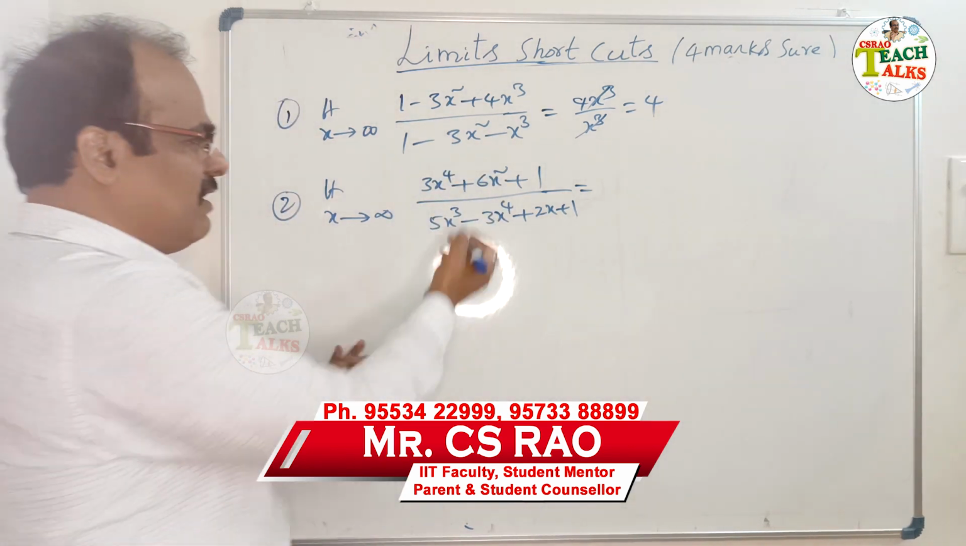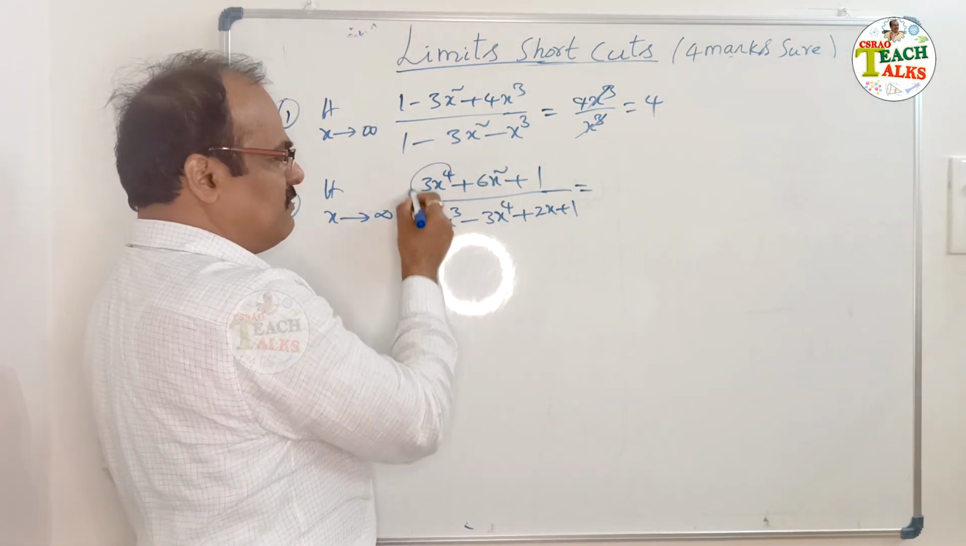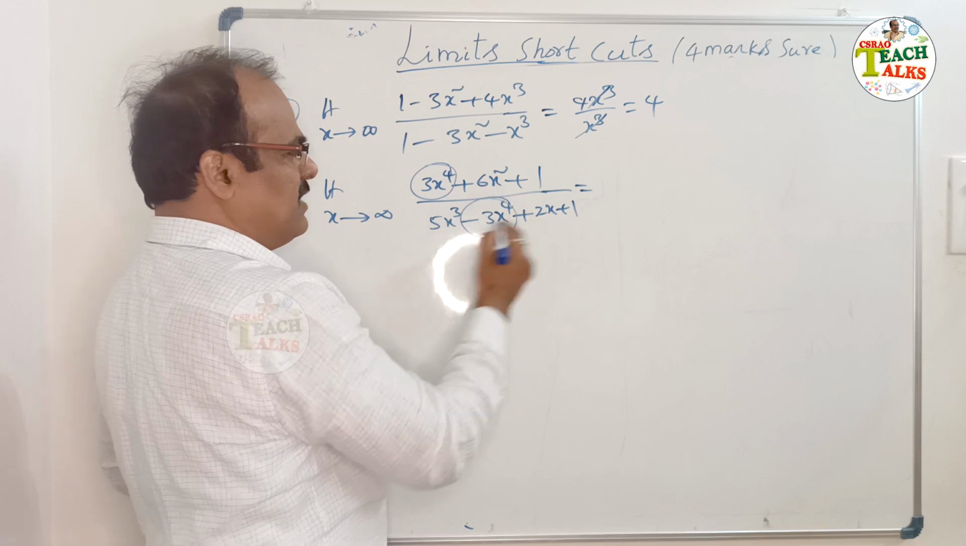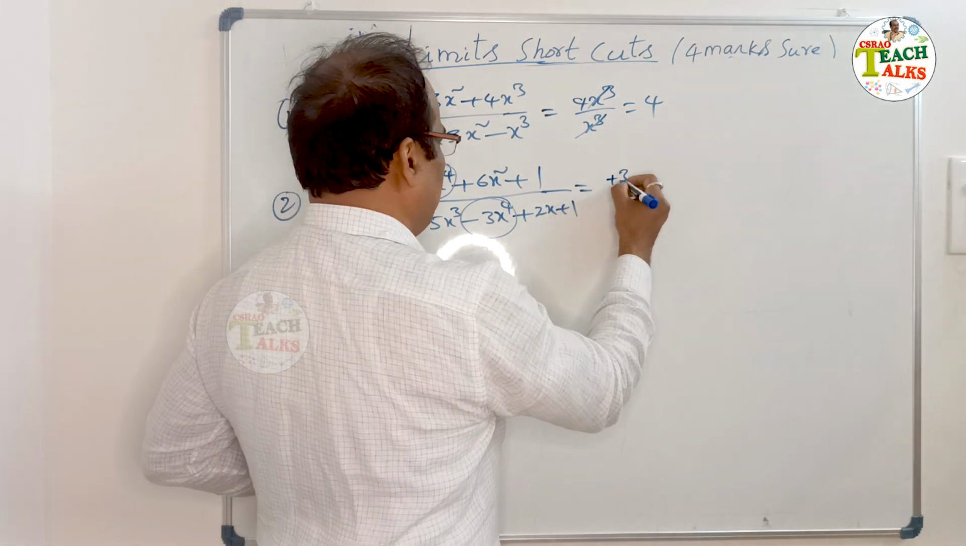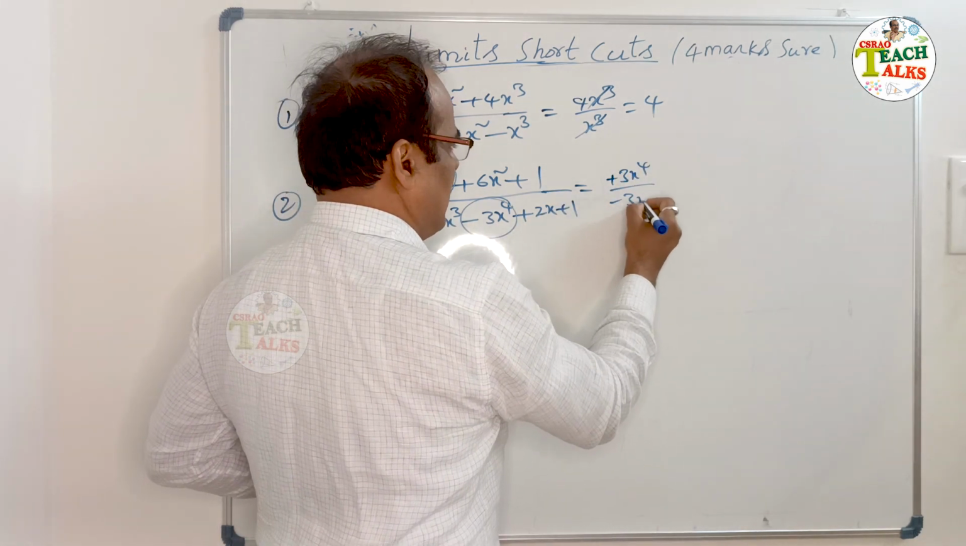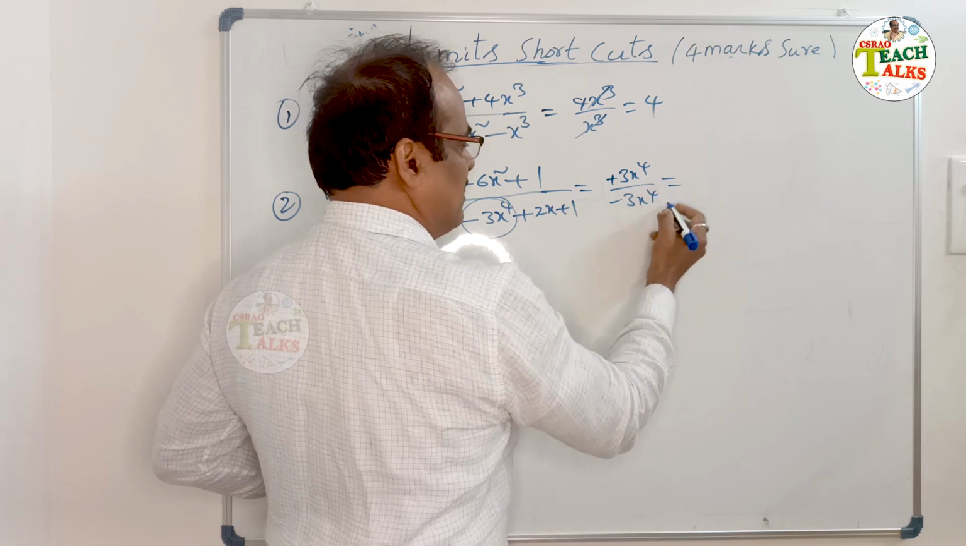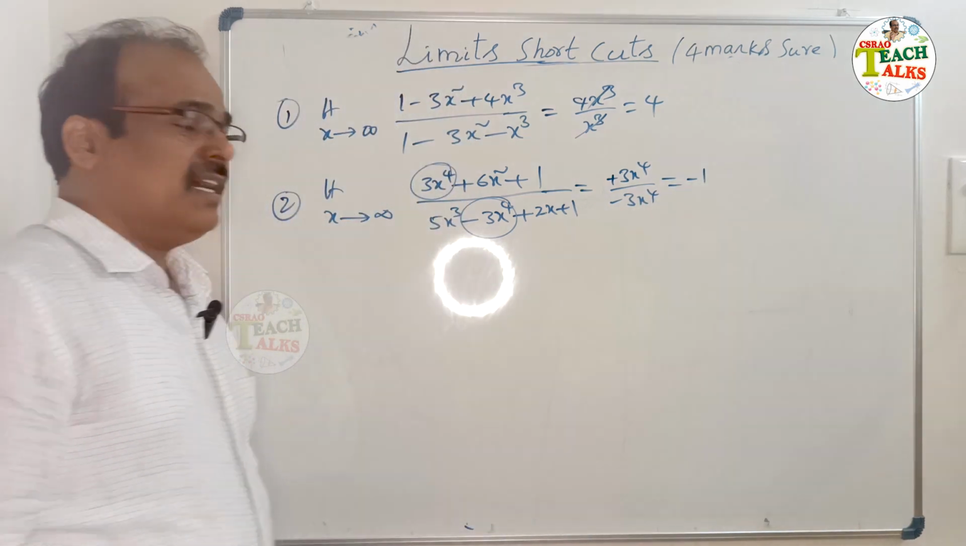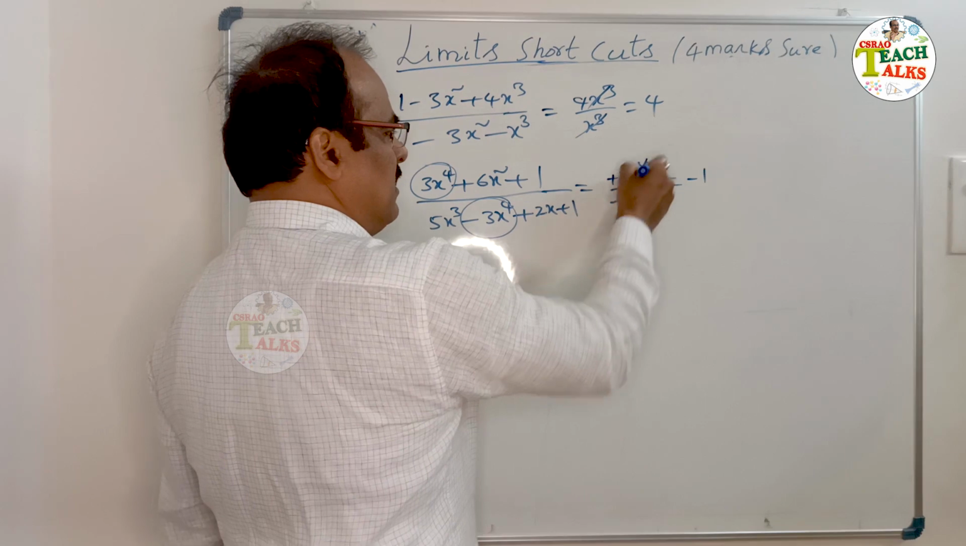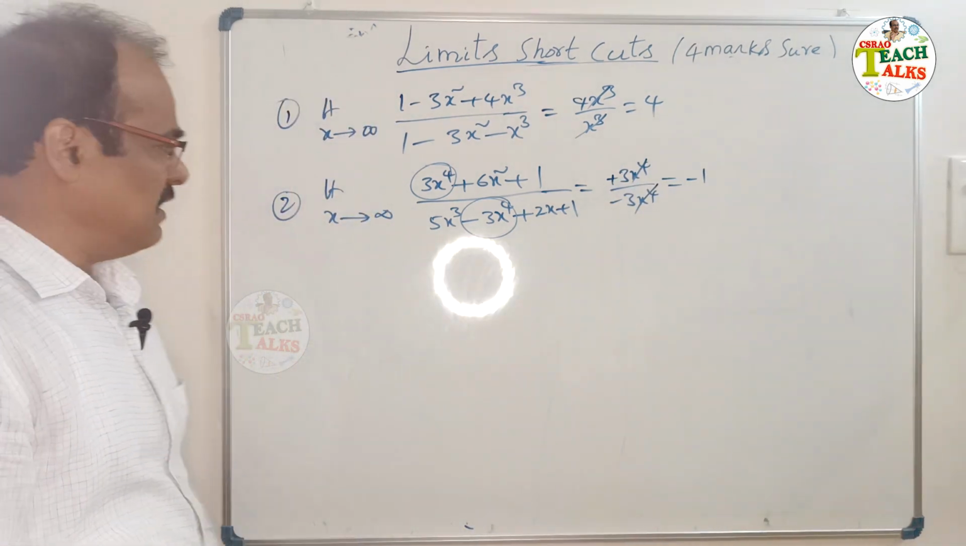Very simple. And one more, you can answer this one. This is highest. This is also highest. Minus 3x power 4 by plus 3x power 4. This is minus 1. Answer is minus 1. Here plus by minus, that, you know very well.